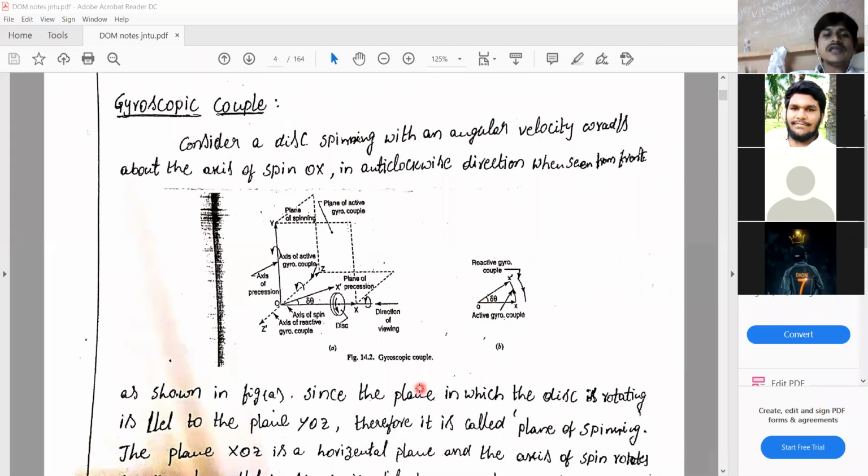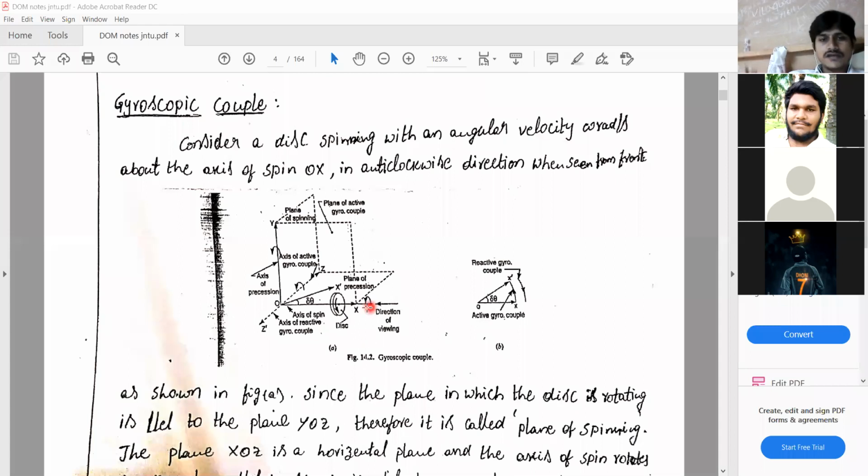How many planes are there in our diagram? Is it clearly visible to all of you? Please respond, anyone. Diagram figure A, is it visible clearly? Yes, sir. Okay.